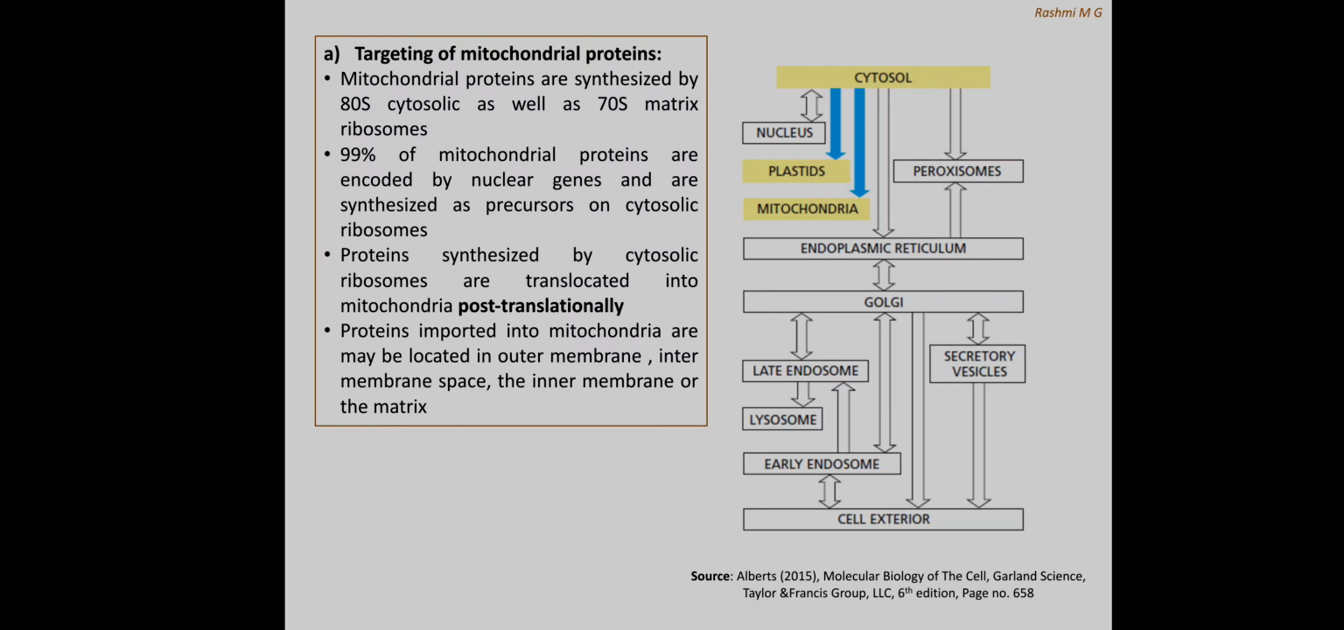Today we will be discussing targeting of mitochondrial proteins. Mitochondrial proteins are synthesized by 80S cytosolic as well as 70S matrix ribosomes. 99% of mitochondrial proteins are encoded by nuclear genes and are synthesized as precursors on cytosolic ribosomes. Proteins synthesized by cytosolic ribosomes are translocated into mitochondria post-translationally. Proteins imported into the mitochondria may be located in the outer membrane, intermembrane space, and inner membrane or matrix.